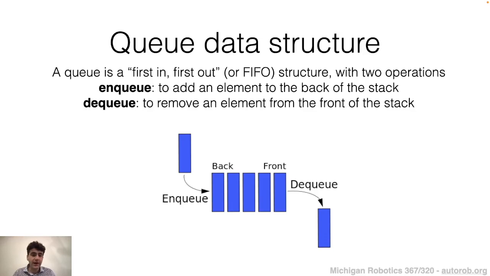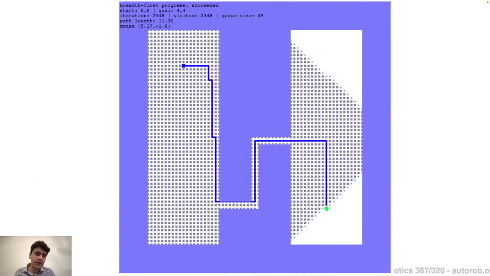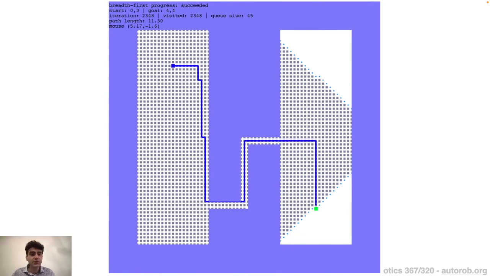These are referred to as enqueue, where you add an element to the back of the data structure, and dequeue, where you remove an element from the front of the data structure. And so really the key distinction between the queue and the stack is that in the queue, the insertion of elements and the removal of elements happen at opposite ends of the data structure, as opposed to occurring at the same end.